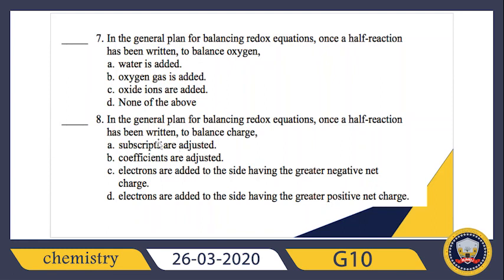Okay, so question 8. Now, in the general plan for balancing redox equations, once a half reaction has been written, to balance charge, what should we do? We adjust the subscripts, the coefficients. Actually, no. The answer is D here. Electrons are added to the side having the greater positive net charge. Okay, I read this for you before. I explained it for you before, and I told you to highlight this sentence. It is very important. Okay, so let's continue.